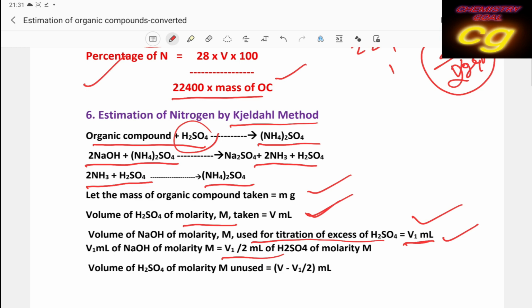Because sulfuric acid and sodium hydroxide, if you consider the basicity, it will be 2. So the n factor is 2. That's why V1 by 2 mL of sulfuric acid will be used. If sodium hydroxide volume is V1 mL, then the volume of sulfuric acid will be V1 by 2 mL, because it is dibasic. So the volume of sulfuric acid unused: already we have taken V mL, now V1 by 2 is used. So unused how much?